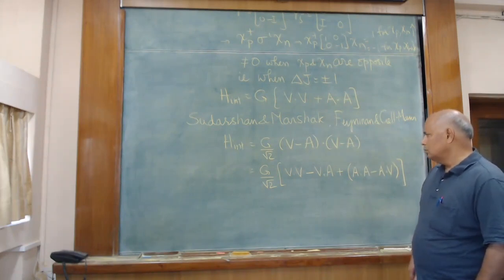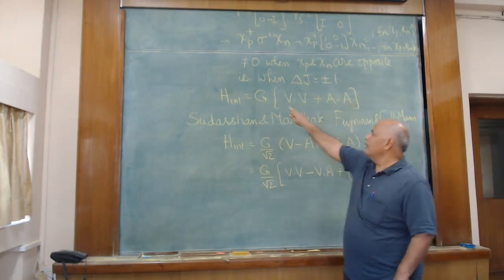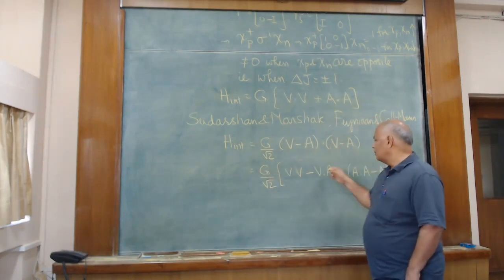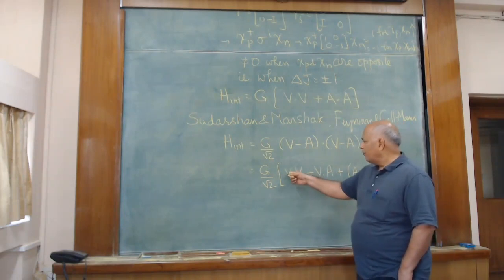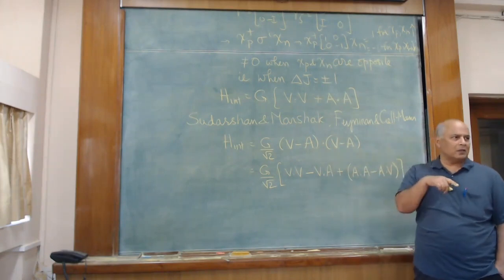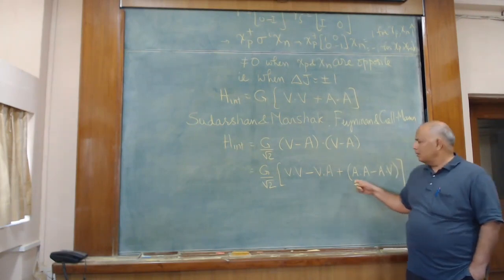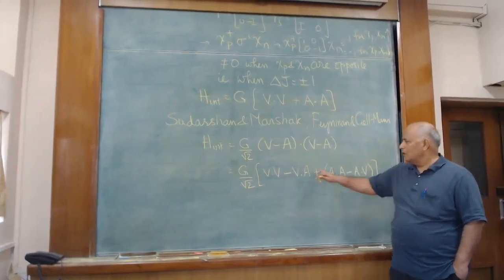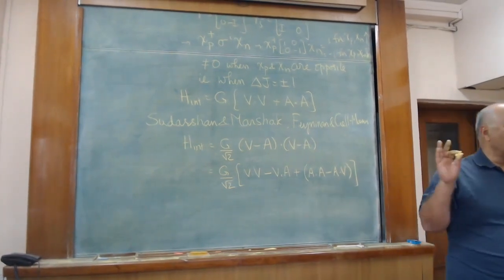Now, this looks like the Fermi, this looks like Gamow-Teller, but here there is a G, and here there is a G by root 2. And now you see that V dot V under parity does not change, but V and A have opposite transformations under parity, so this will change sign under parity. Similarly, A dot A does not change sign, but this will change sign under parity. So the interference between vector and axial vector, those terms, are parity violating.